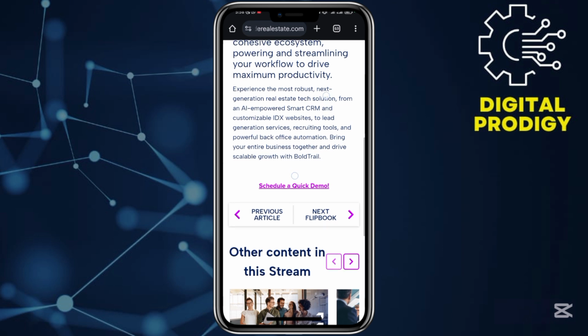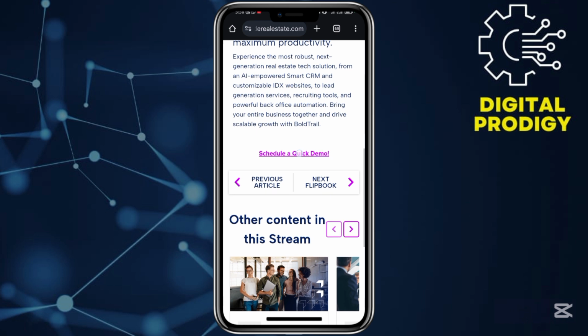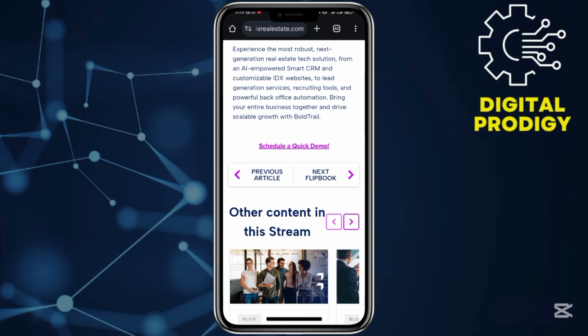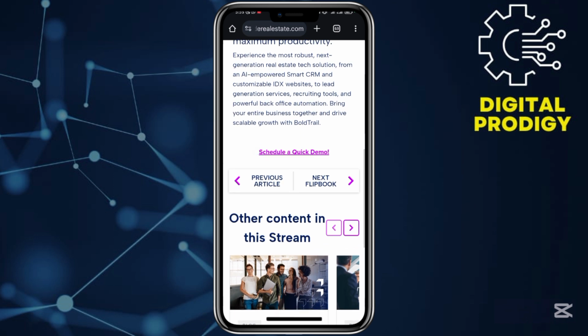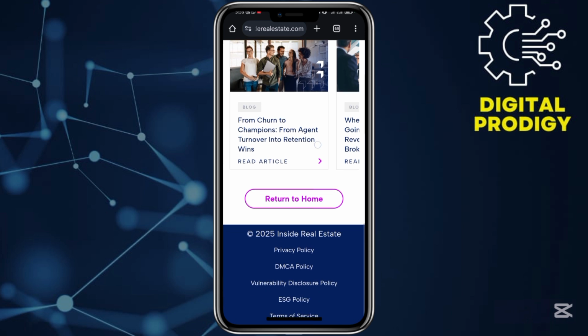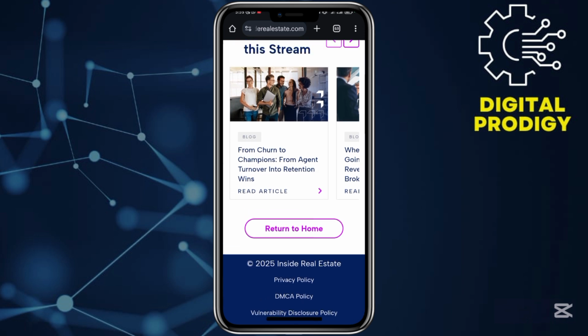So here are some of the key notes to take in this. You'll experience most of the robust next generation real estate tech solutions from AI empowered smart CRM. Okay, so guys, point to note, it can be customized. As you can see here, you can customize the IDX websites, and also it has other benefits over here. You can choose from the churn to the champions, from agents to turnover.